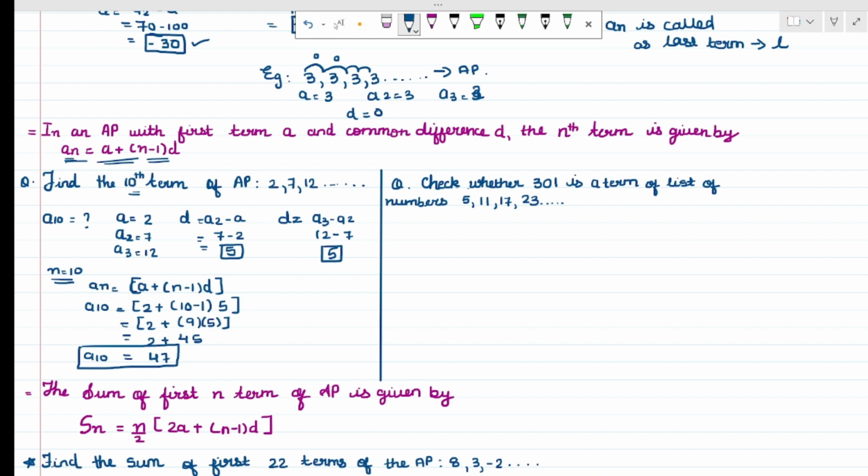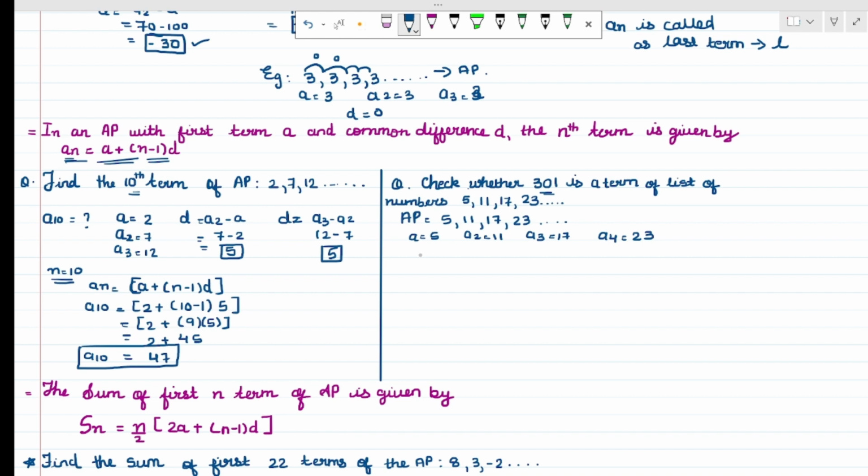Now, next question. Check whether the 301 term is the list term of the list is number 5, 11, 17 or 23. That means this asks for checking whether this 301 term belongs to this AP. So let's go for it. In this case, our AP is equals to, write it down first, 5, 11, 17, 23 and so on. Okay. Where our A becomes 5, A2 becomes 11, A3 becomes 17, A4 becomes 23.